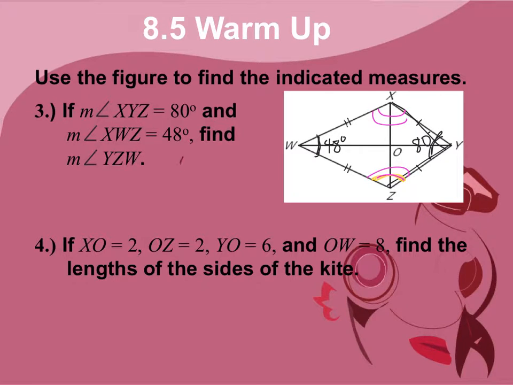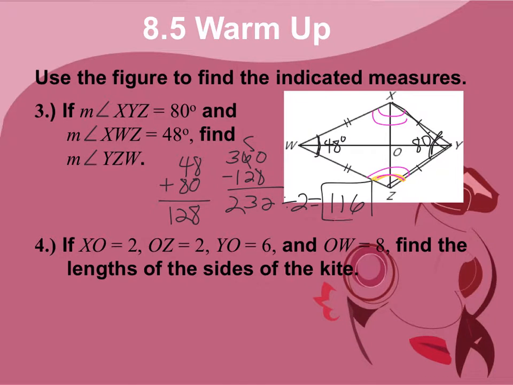So if I did 48 plus 80, I get 128. What's true about all four angles? It's still a quadrilateral, right? So they have to add up to 360. So 232 is the sum of the others. Divide that by 2, and I get 116 for both angle WZY, and it would be the same for WXY.